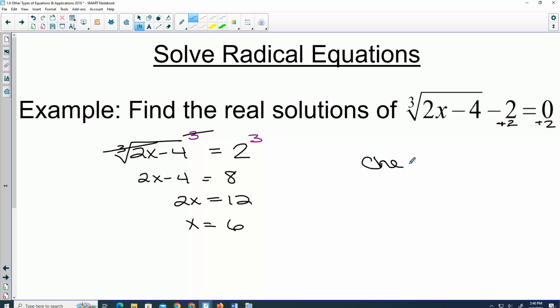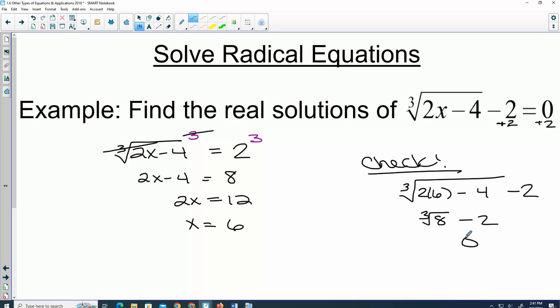Always a good idea to check on these problems. When we have square roots, a lot of times squaring can give us extra answers that don't actually work. So when you check it, you put it back into the original and just verify. I'm not going to make you write it out and show me all the work for checking it. So if you need to use a calculator or whatever, that's fine. But make sure you are checking because we will get extra answers sometimes. If I put that in, 12 minus 4 is 8. Cube root of 8 minus 2, 2 minus 2 is 0. Is that what it was supposed to equal? Yes, so it does work.